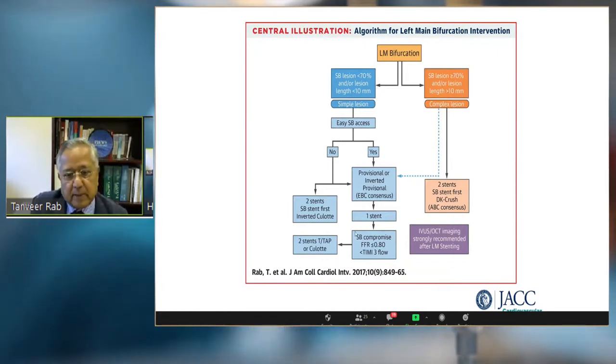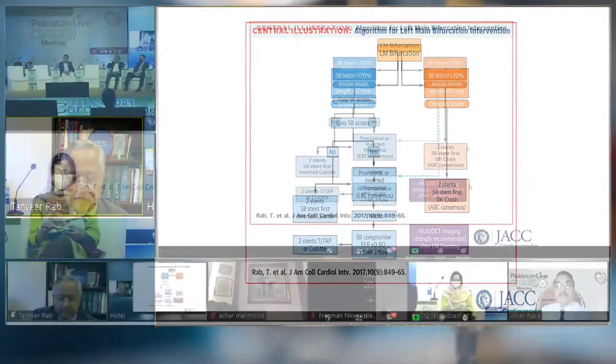If the side branch is compromised, with FFR less than or equal to 0.80 or less than TIMI 3 flow, you can go to a two-stent T or TAP technique or culotte technique. If the side branch access is not easy, you can start with the side branch for this two-stent technique, with culotte being the European approach. On the other hand, for complex lesions, an intentional two-stent technique should be used, and universally DK crush has really caught on as the technique of choice. Most importantly, and I'll keep insisting on this, you cannot do these procedures appropriately without appropriate imaging, either IVUS or OCT, and this is strongly recommended after left main stenting.